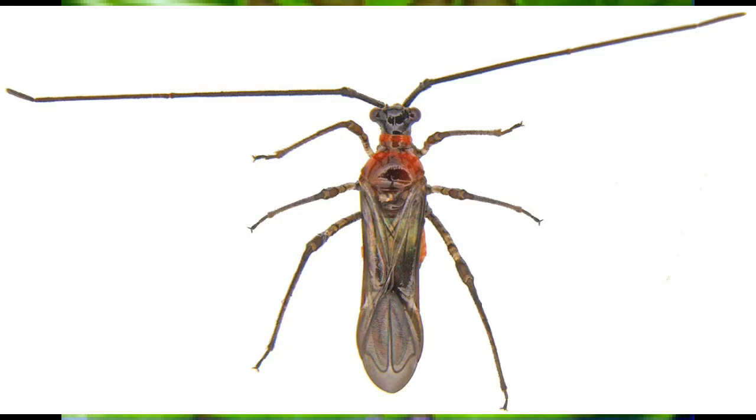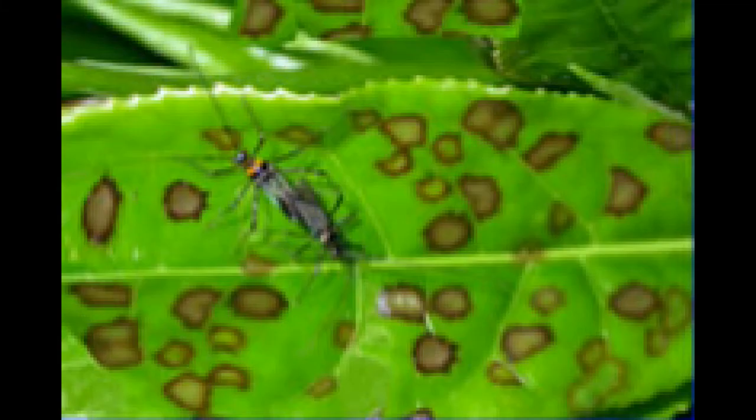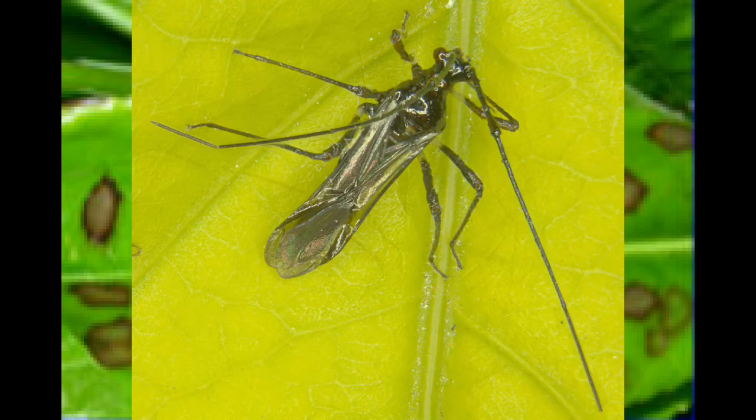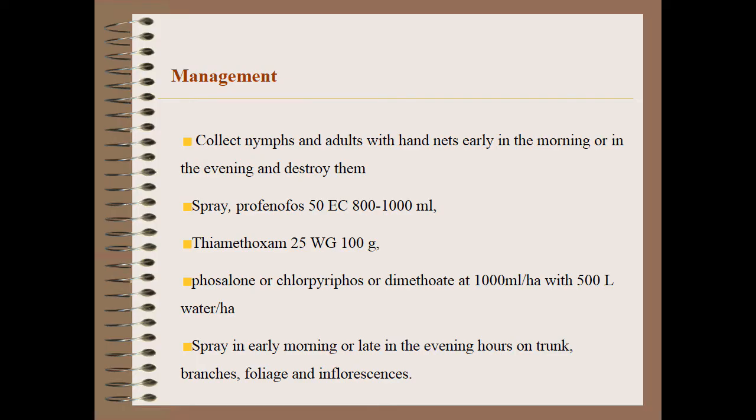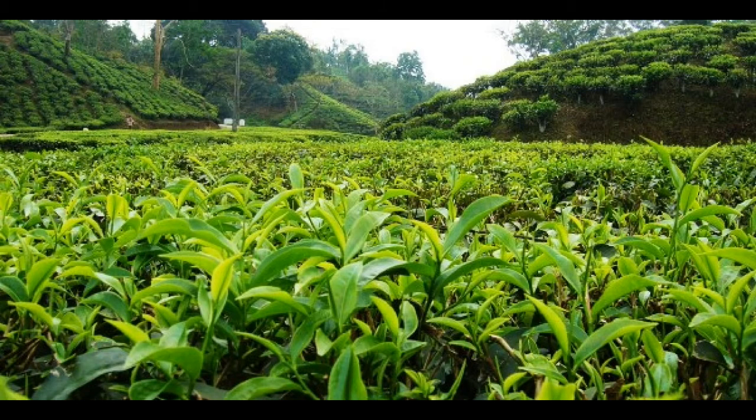What about symptoms? See the picture. Brownish patches are seen on the tender shoots, buds, and stem. Curling of leaves and drying of shoots occur in severe attack of tea mosquito bug. So what about management? We recommend systemic insecticide like thiamethoxam, contact insecticide like chlorpyrifos, and management practices like collecting and destroying the affected plant parts with nymphs and adults. Spraying should be in the morning or late evening, on trunk, branches, foliage, and inflorescences.